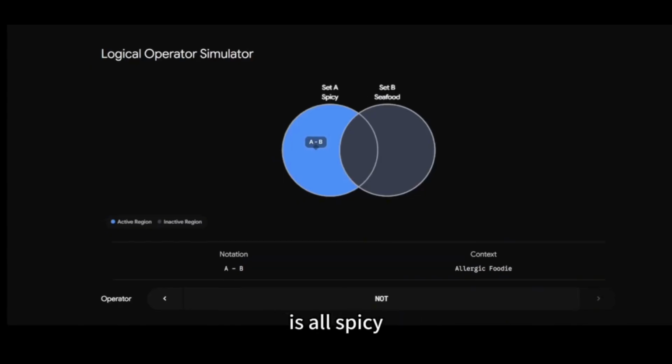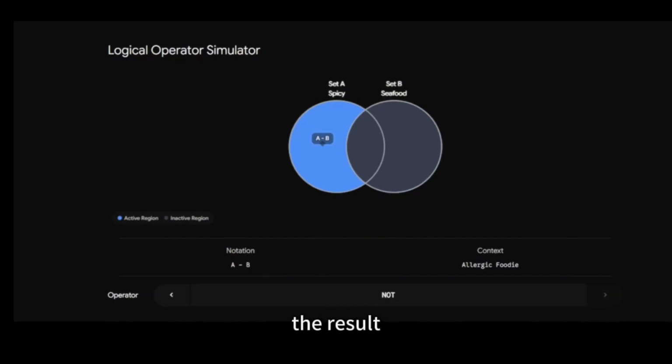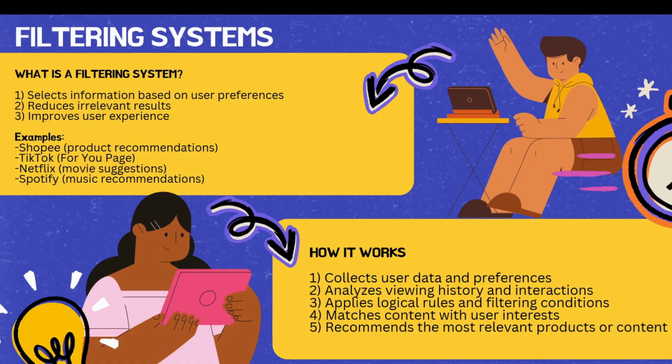Set A is all spicy food and set B is all food containing seafood. So the result will strictly subtract set B from set A, so we only get the spicy food that does not contain seafood. Now I will pass to my teammate to explain the filtering system.